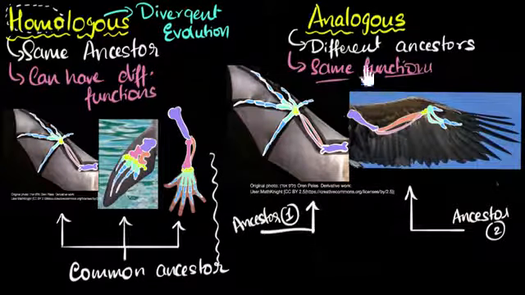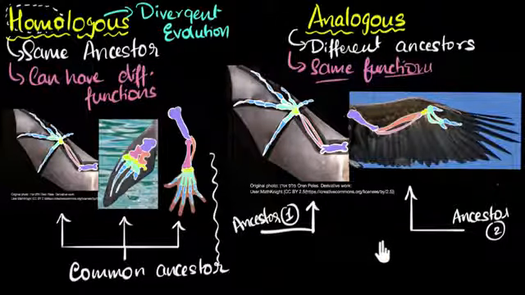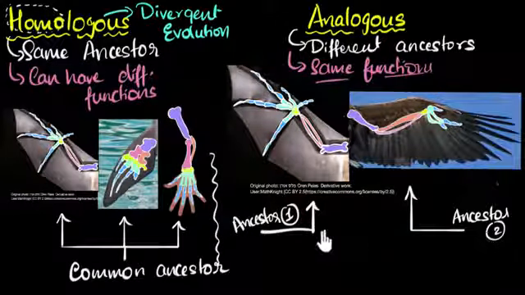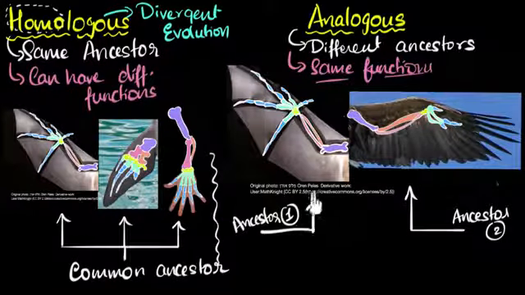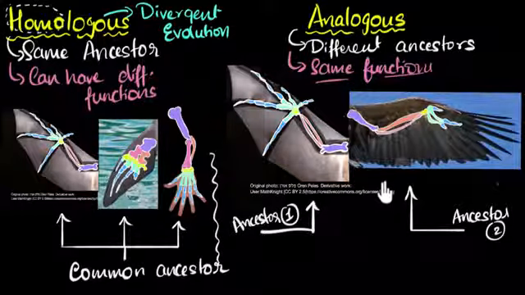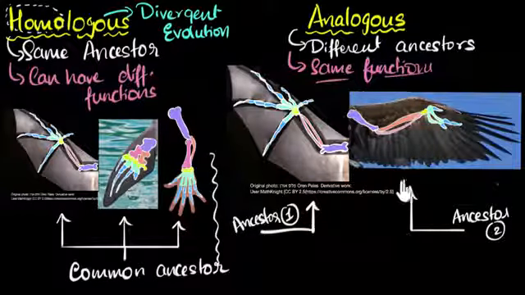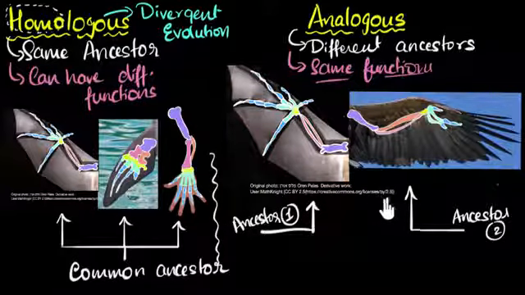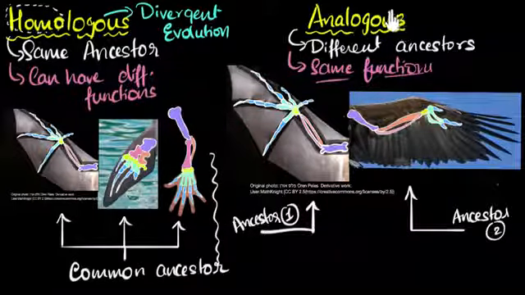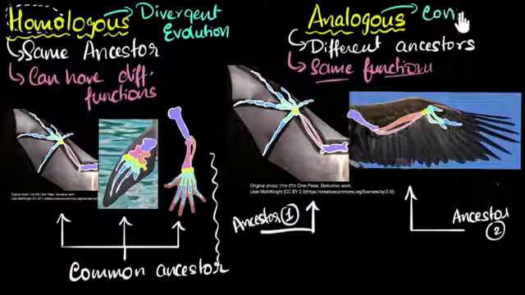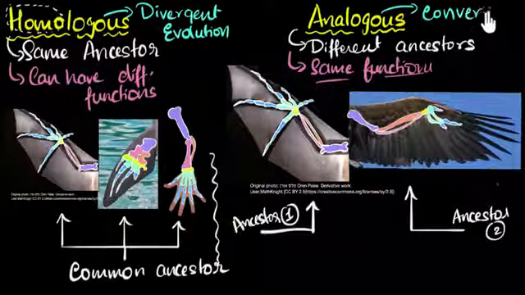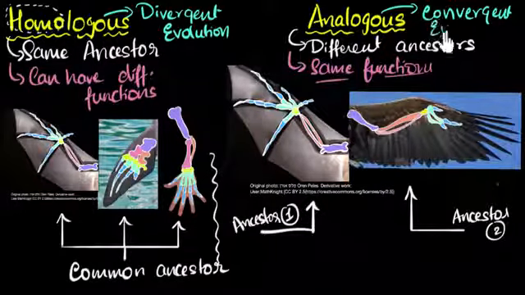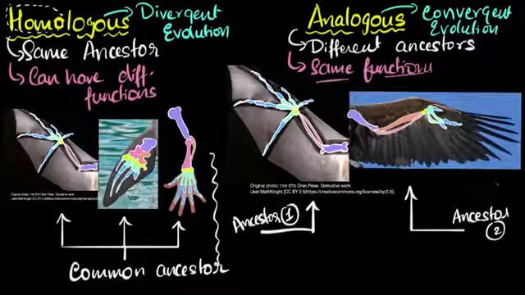On the other hand, if you look at analogous structures, they're the exact opposite. Two completely different structures from completely different ancestry have evolved independently to give us the same functions. So different structures are coming together to give us the same function. It's like converging. This evolution is converging to give the same function. So we call this convergent evolution. Analogous structures are evidence for convergent evolution. All right, convergent evolution. That's pretty much it.